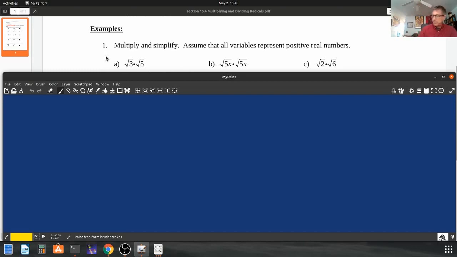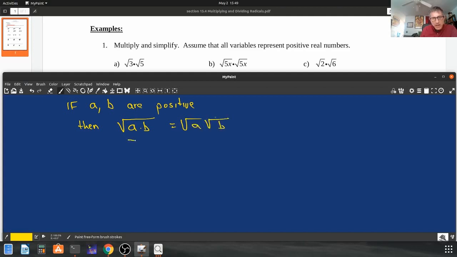So we're going to basically be using, just recall, if A and B are positive, and of course we're talking about real numbers, then the square root of A times B is equal to the square root of A times the square root of B.